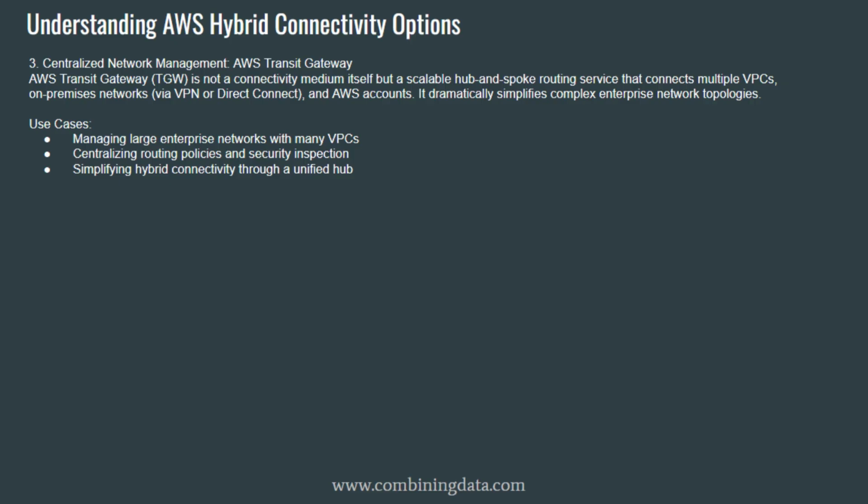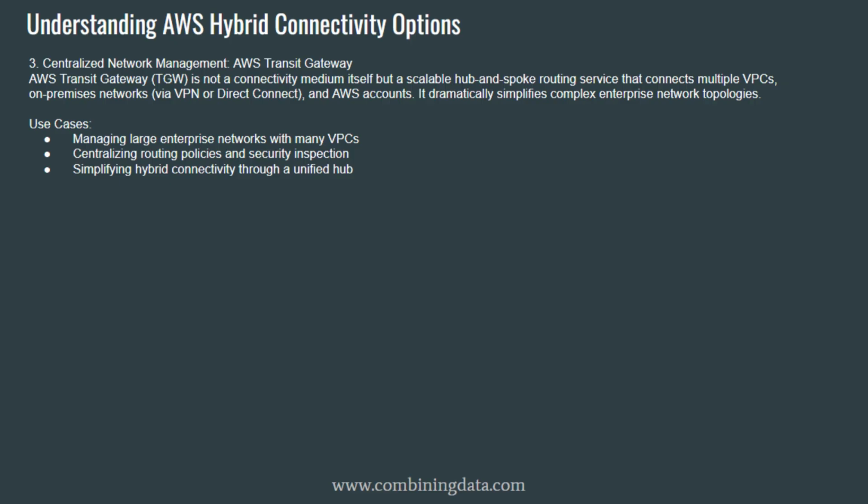Typical use cases for AWS Transit Gateway. Transit Gateway is commonly used when organizations need to manage large enterprise networks with many VPCs, connect multiple AWS accounts in a centralized way, build hybrid architectures using VPN or Direct Connect, enforce consistent routing and security policies, reduce complexity compared to VPC peering meshes.